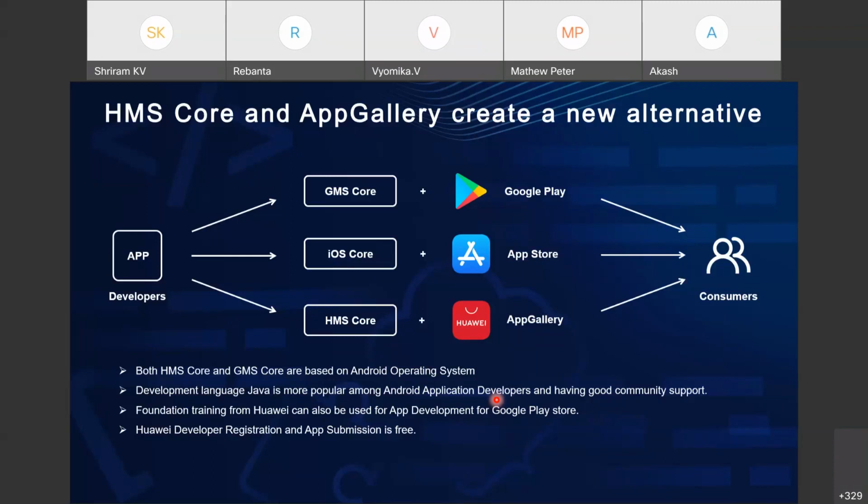So Huawei found that there is a huge option here for somebody to go in and to establish a market there, and that's how we have started the Huawei mobile services. The Huawei mobile services is also based on Android. It is fundamentally based on Java. So it will be very easy for anybody to learn and then to grow faster in this arena.